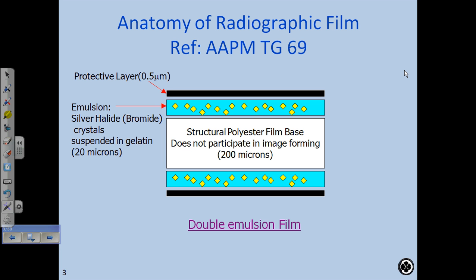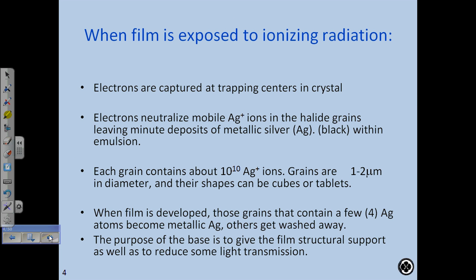So what's in the emulsion? There are silver halide crystals in the emulsion. They're bromide crystals, suspended in a gelatin, okay? Here's what happens when the film is exposed to radiation. The electrons are captured at trapping centers in the crystal. Remember, we talked about electron trees, how electrons can be trapped in a polymer or in a crystal. Do you see the electron tree?